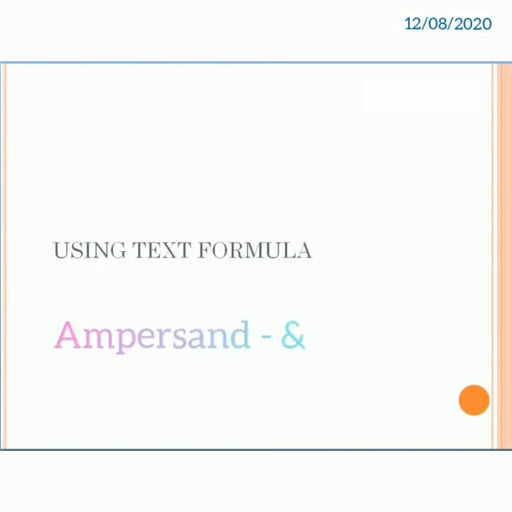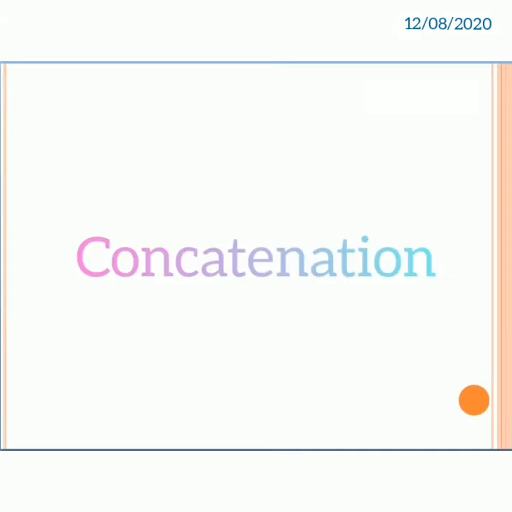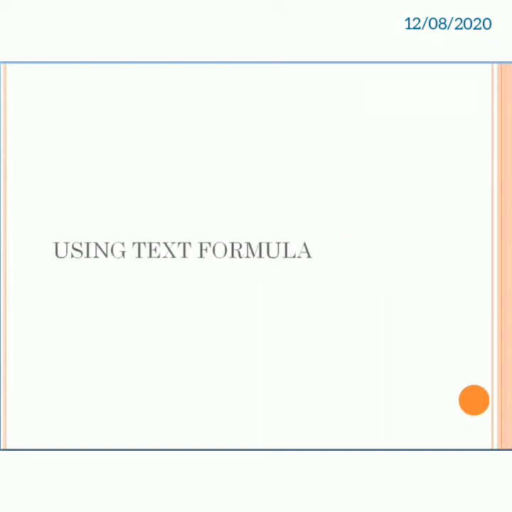Alright, and also we use the ampersand symbol. Which symbol can we use? Ampersand for addition. Now, why do we need to use a text formula? The answer is, when we want to join two or more texts together, we use a text formula, and the process is known as concatenation. What is the name of the process? Concatenation.